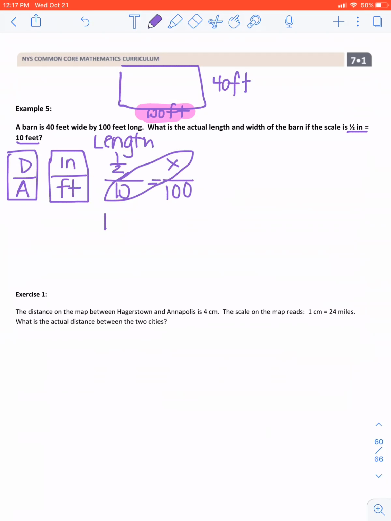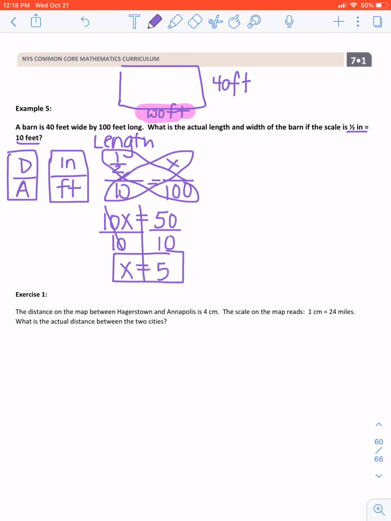So 10 times x is 10x. 1/2 times 100 gives us 50. We're going to solve by dividing both sides by 10. The 10s are going to cancel out. So we have x equals 50 divided by 10, which is 5. Now that is 5 inches because that's in the drawing.